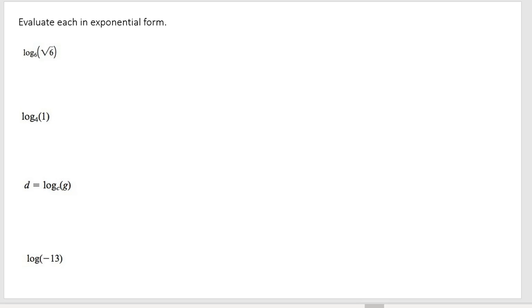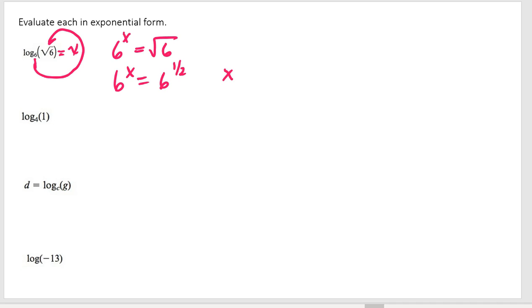Now the next one asks us to evaluate each. So let's just use what we just learned in our last problem. So we know the base is 6, but we don't know what the exponent is. That's the question, isn't it? We're trying to figure that out. But instead of a question mark, couldn't we just give it a letter? Let's just call it x. That means it's unknown. So 6, the exponent is x, and it equals square root of 6. So we know that square root of 6 could be written as 6 to the 1/2. So x is equal to 1/2.